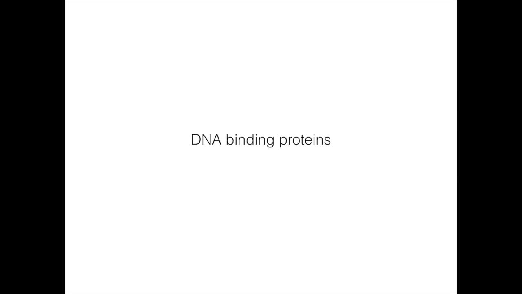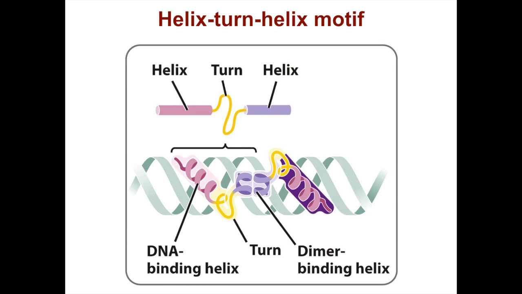DNA binding proteins contain specific domains that can interact with DNA, sometimes in a sequence-specific manner. These domains are contained in proteins that regulate the expression of genes. For example, the helix-turn-helix motif, which is contained in many bacterial regulatory proteins, although similar motifs also exist in eukaryotic proteins. They consist of two alpha helices, and they bind to the major groove of the DNA double helix.